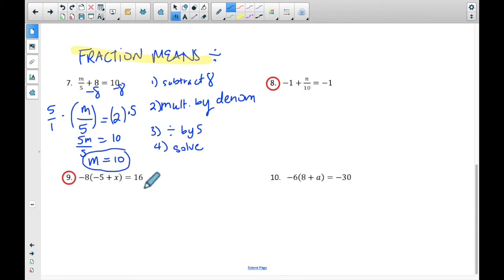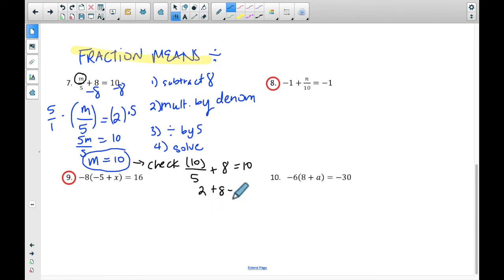I might just show you the check on this one. It's not going to take very long. If I check this one, I plug in my m right here. I change it to a 10. So I take out the m, I put in a 10 instead. When I check that, I get 10 over 5. Well, 10 over 5 is like a divide. So 10 divided by 5 is 2.